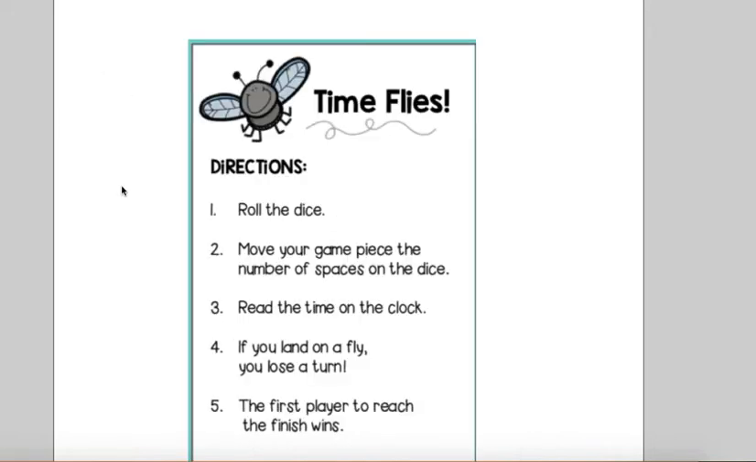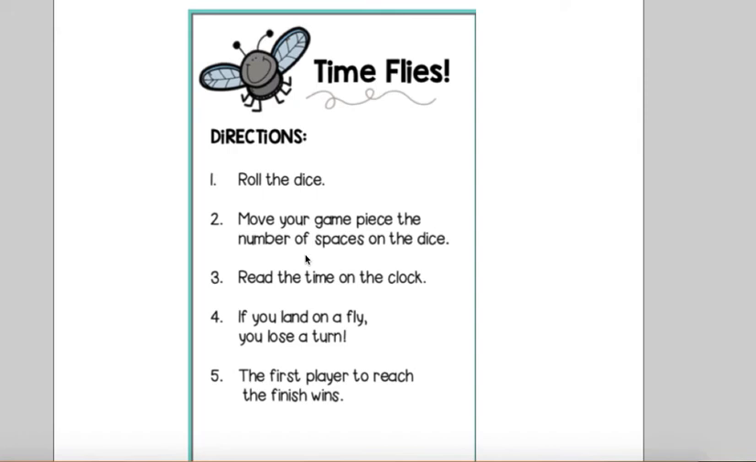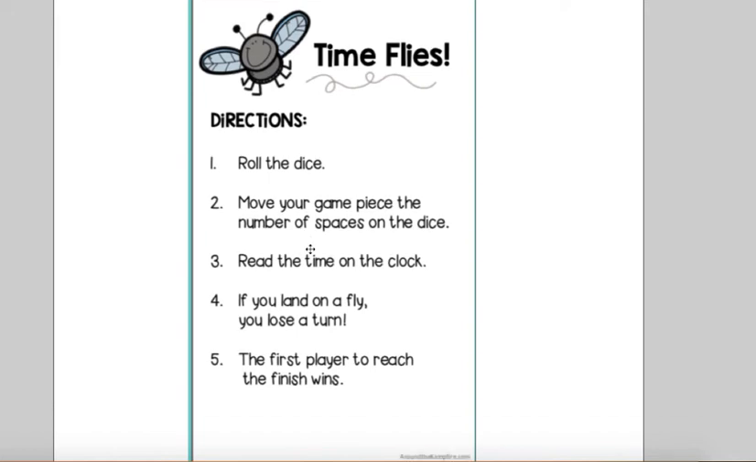Also, we have a fun game for you. If you don't get to it today, you can get to it this week. But it's called Time Flies, and it's back to that phrase, time flies when you're having fun. You will need a dice. You will have a game piece. You can grab either from a different game, like Monopoly, or just coins, or a paperclip, anything to have a game piece. But you do need 2 people to play with. And you're going to read the time on the clock, and if you get a fly, you lose a turn. And the first person who reaches the end wins.